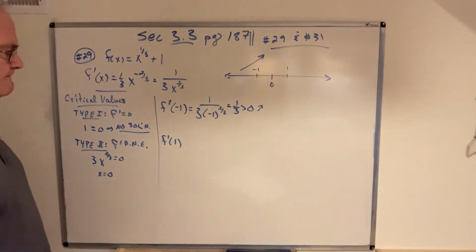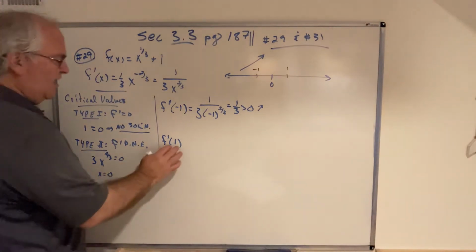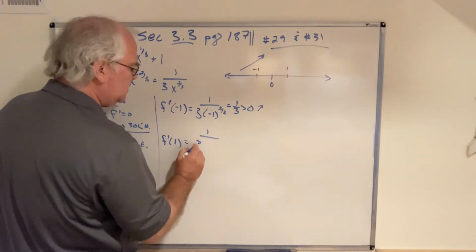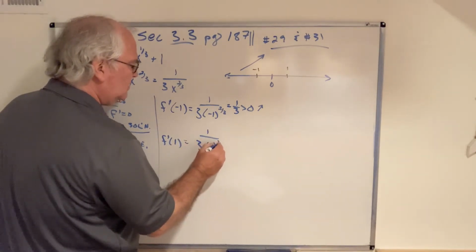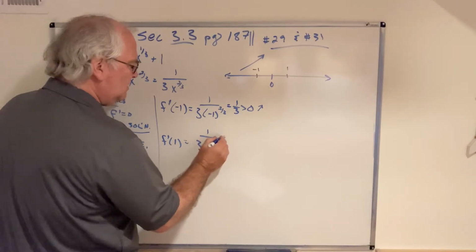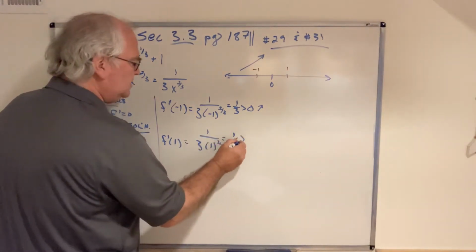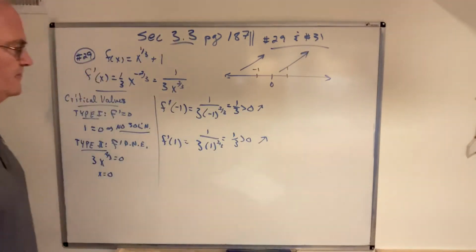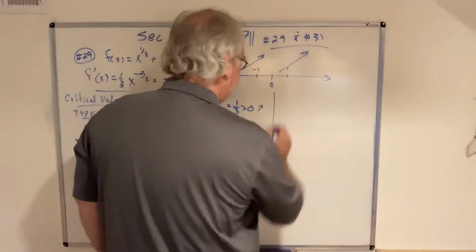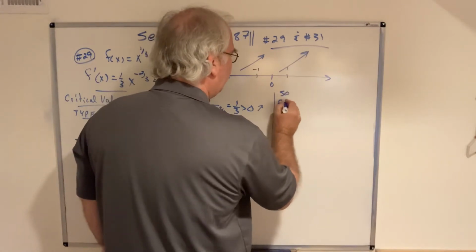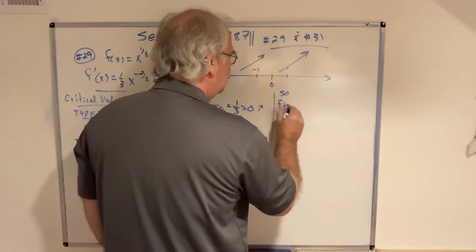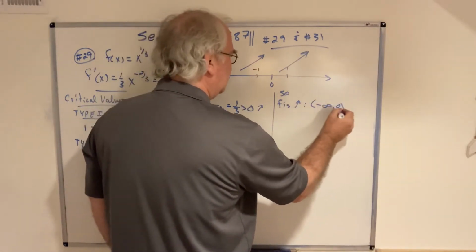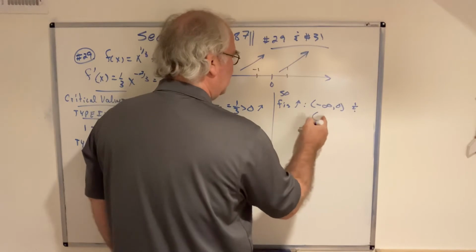All right? And then f prime at 1 is even easier because 1 raised to any finite power is equal to 1. So this is still 1/3, which is still bigger than 0, which is still increasing. So it's increasing and it's increasing. Well, this is easy enough, so we just simply say, so f is increasing on the interval from -infinity to 0, and it's increasing on the interval from 0 to infinity.